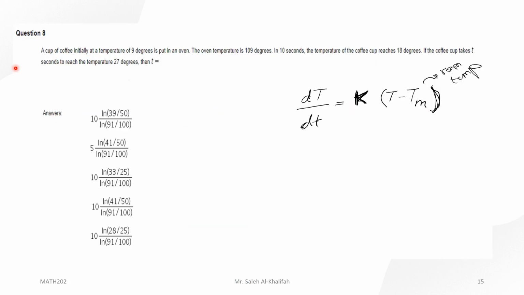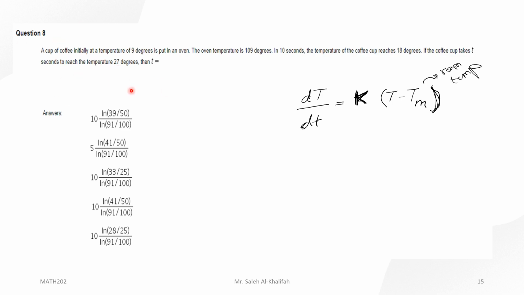طيب بسم الله. Now we start with question number 8. It says a cup of coffee initially at a temperature of 9 degrees is put in an oven. The oven temperature is 109 degrees. After 10 seconds, the temperature of the coffee cup reaches 18 degrees. So if the coffee cup takes 3 seconds to reach 27 degrees, then what is T?